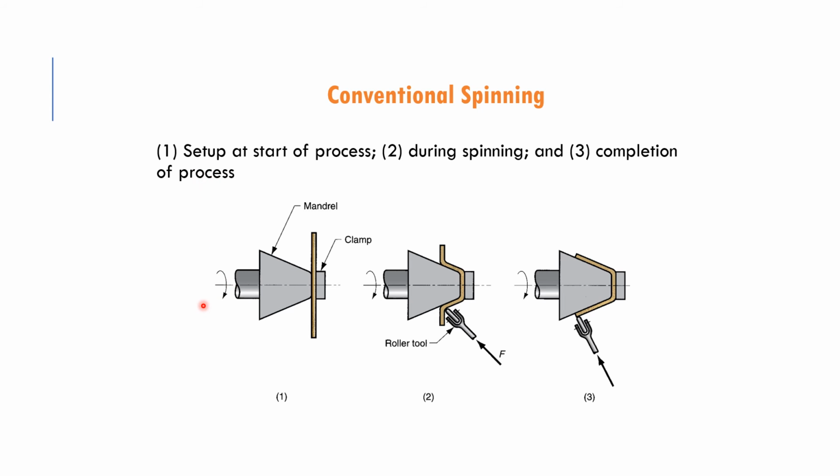The setup of the conventional spinning process is like this one. This is a sheet metal. It is going to be clamped here, and this is the mandrel. This mandrel will keep rotating, and then the roller tool will start to shape and give pressure to the sheet metal here. In the end the sheet metal will follow the shape of the mandrel after finishing. So this is how conventional spinning takes place.